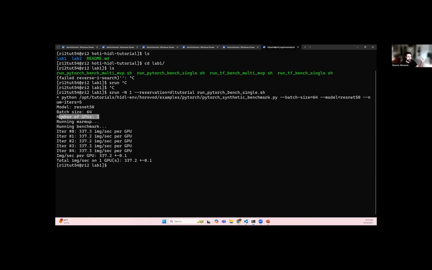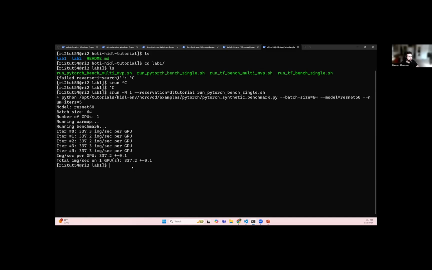So again, this is on 1 GPU, and we see that the performance is around 337 images per second on the single GPU. So if we have a data set that has 1,000 images, you can say that this will take almost 3 seconds to pass the entire data set.